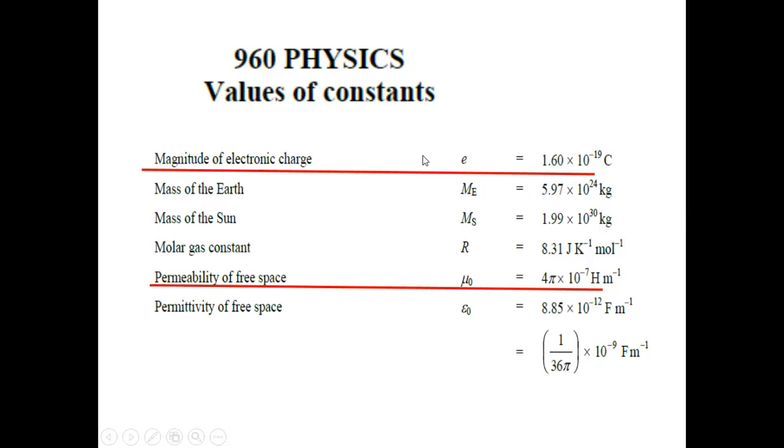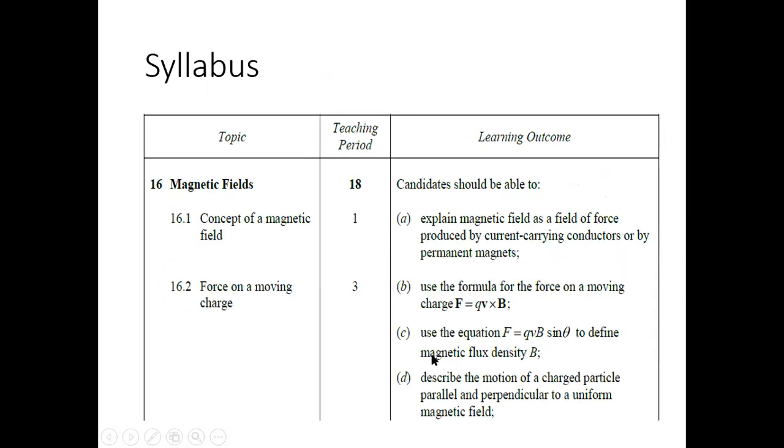Okay, so these are the new things you need to remember. This is the old one. You need to find where is your electronic charge. Permeability of free space for magnetism. For electricity, you use permittivity. As for your magnetic field syllabus, always refer to the syllabus, even though it's not much.